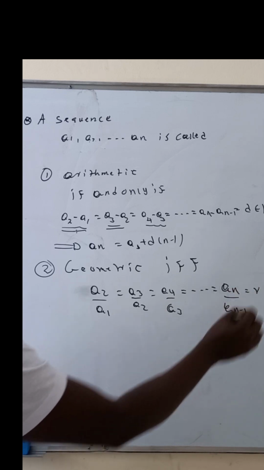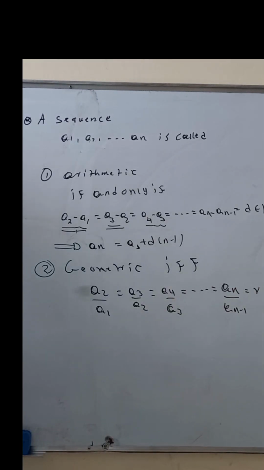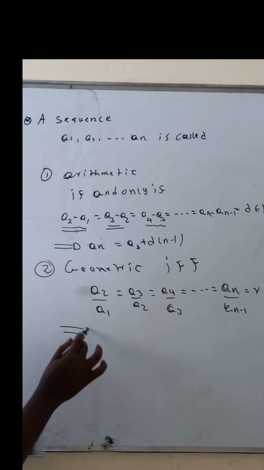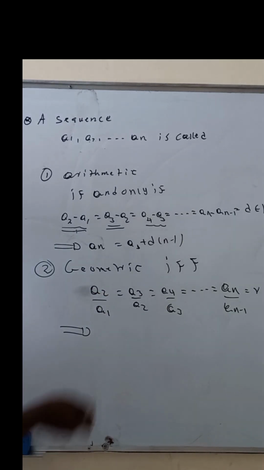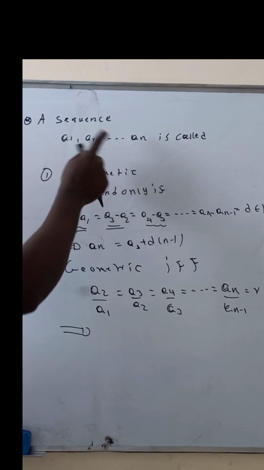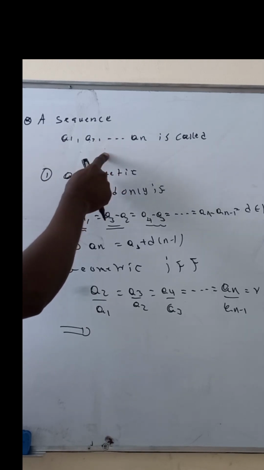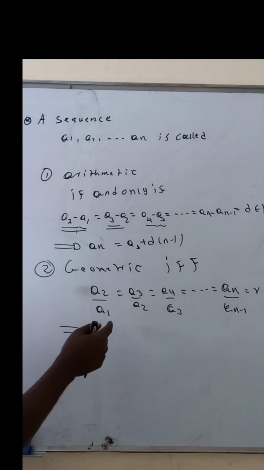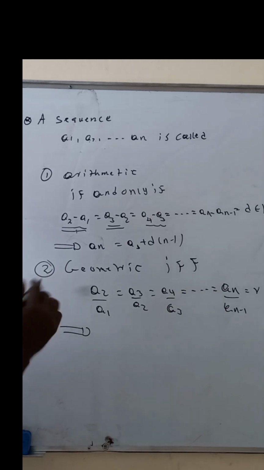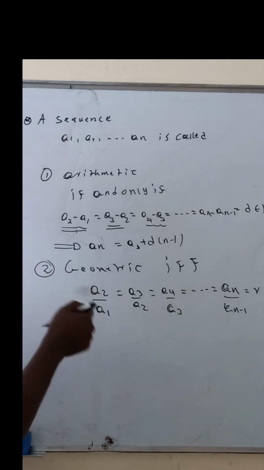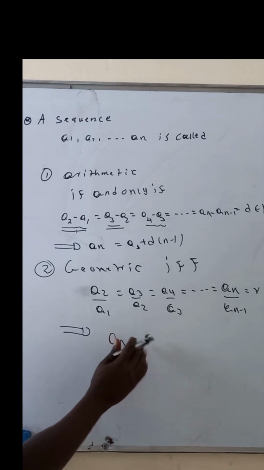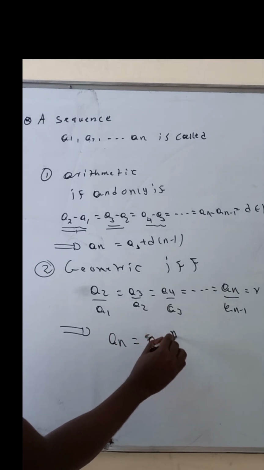This is exactly R. If the common ratio between terms is exactly R, we call this a geometric sequence. This means that when you divide the second by the first, the third by the second, the fourth by the third, the fifth by the fourth, and you get the same ratio, we call this geometric. And if it is geometric, the general or nth term is given by An equals A1 times R to the power of (N minus 1).